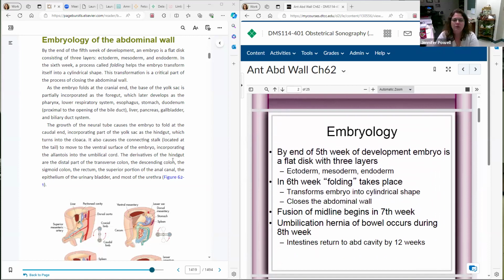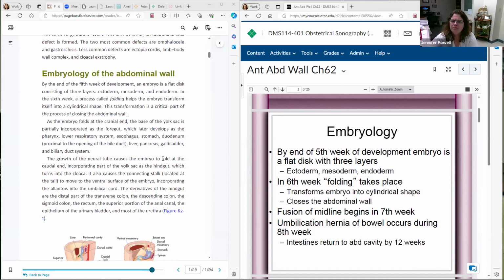Embryology, we need to go into that obviously so that we know how these abnormalities happen, but just reading from the book here because this makes a little more sense. The embryology of the abdominal wall. By the end of the 5th week of development, the embryo is a flat disc consisting of 3 layers: ectoderm, mesoderm, endoderm. In the 6th week, a process called folding happens. The embryo transforms itself into a cylindrical shape. This transformation is a critical part of the process of closing the abdominal wall.